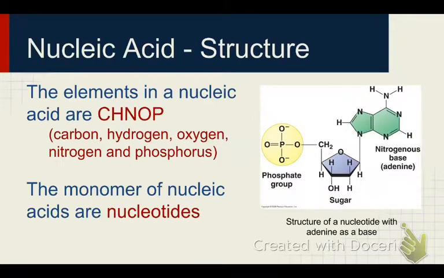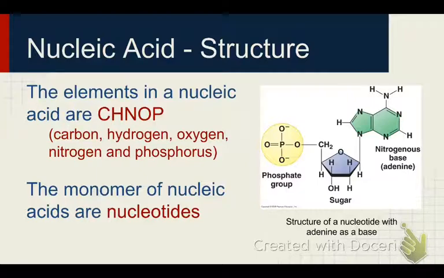So we're going to start with the structure of nucleic acids. We looked at lipids and carbohydrates, and they only had CHO: carbon, hydrogen, and oxygen. Now we're going to get a couple more of our CHOPs in there. So we have CHOP: carbon, hydrogen, oxygen, nitrogen, and phosphorus. We got 5 out of 6 in there.